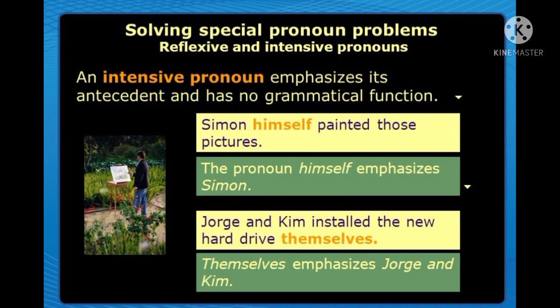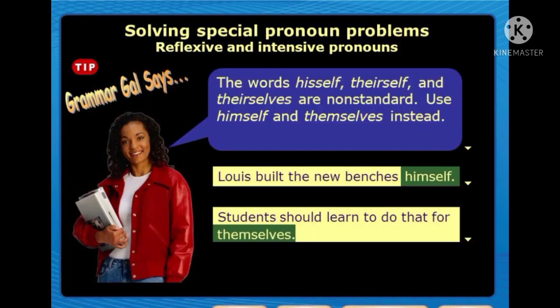An intensive pronoun emphasizes its antecedent and has no grammatical function. Example: Simon himself painted those pictures. The pronoun himself emphasizes Simon. George and Kim installed the new hard drive themselves. Themselves emphasizes George and Kim. The words hisself, theirself, and theirselves are non-standard. Use himself and themselves instead.